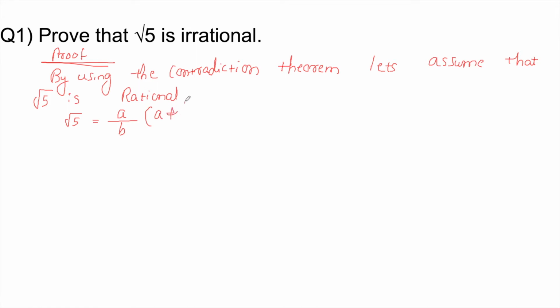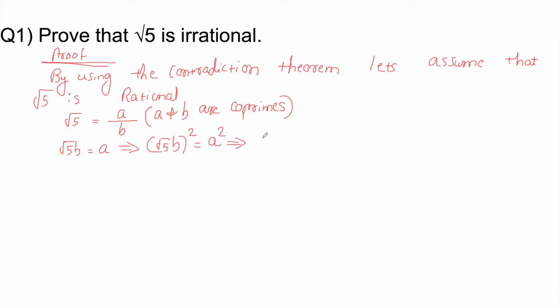A and b are co-primes. Okay, this is also our assumption. A and b are co-prime means a and b are not sharing any common factor other than 1. Now we can cross multiply this number. Root 5 b is equal to a. Okay, after this step we are squaring both the sides. Then root 5 b the whole square is equal to a square.